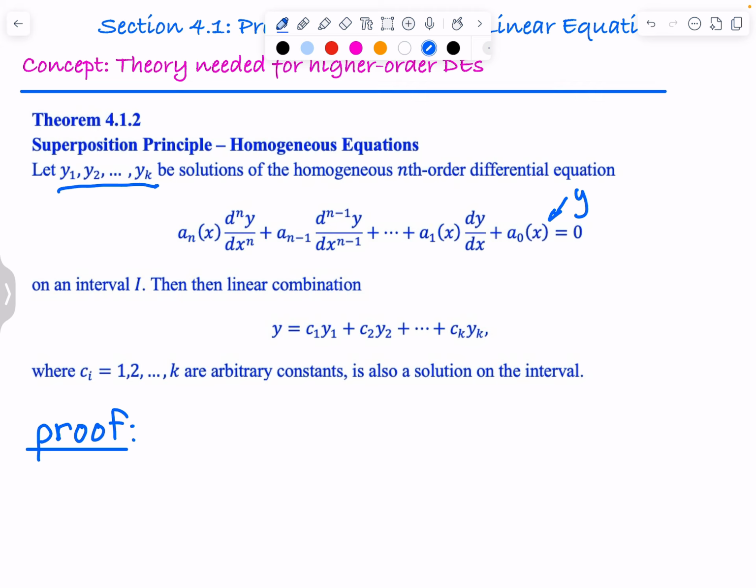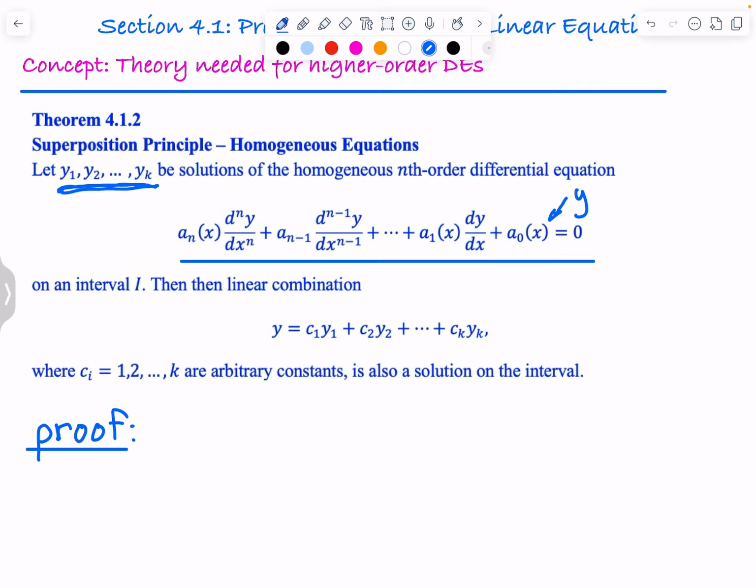homogeneous nth order differential equation. So we have the equation we've been looking at, that is an nth order linear differential equation. It is homogeneous because it's equal to 0. And what they're saying is that we have several solutions to that diffy-q, y1 up to yk, however many that is. I could plug each one individually and I would get solutions.